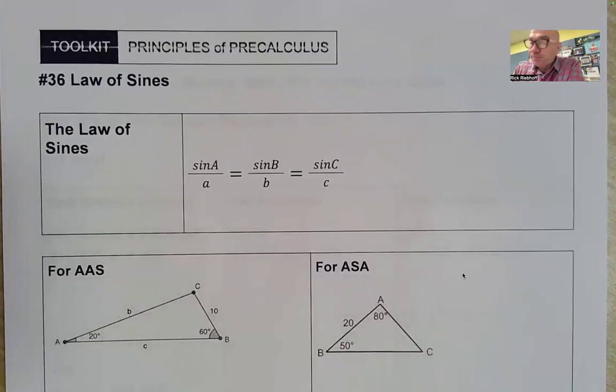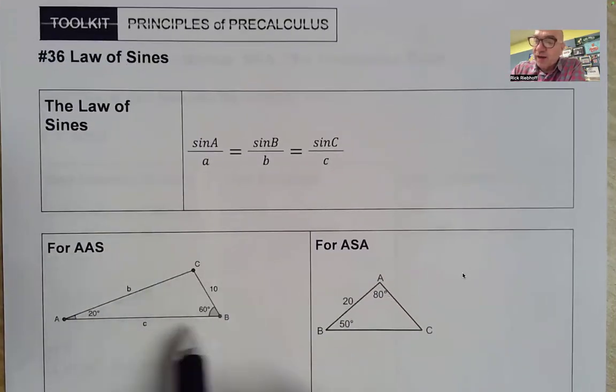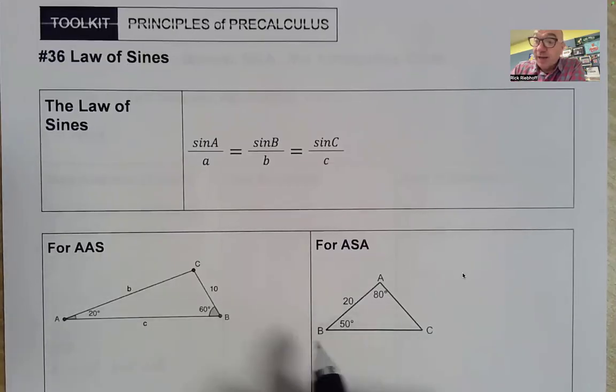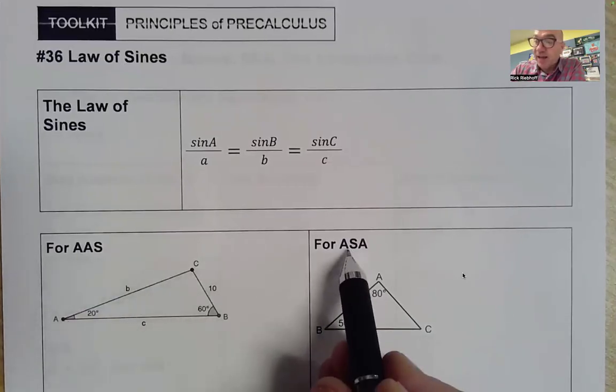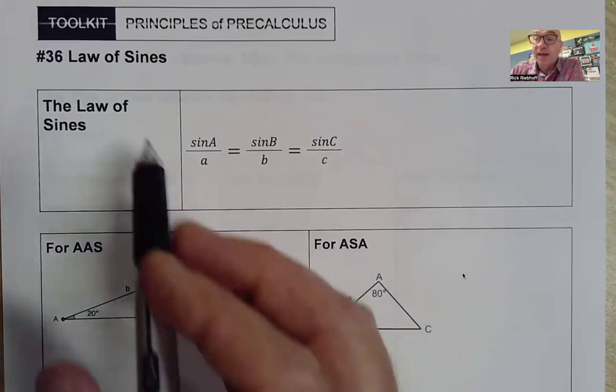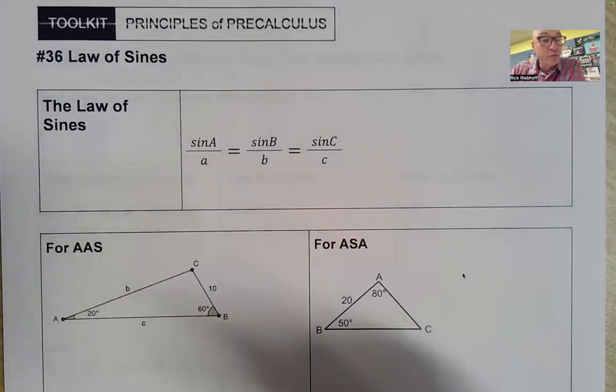Okay, so we're going to solve this triangle right here. We'll do two examples. This one's angle, angle, side. This is angle, side, angle. These are the two things that law of sines helps you do.